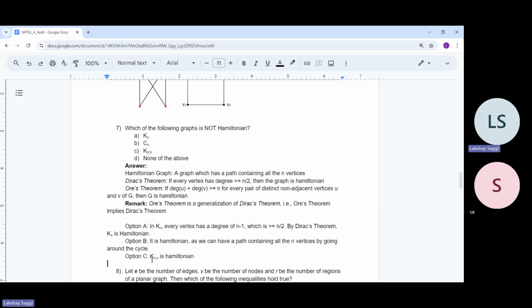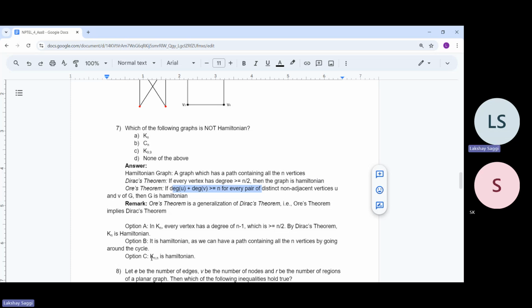Why can we say that Kn,n is Hamiltonian? We'll need to show this, right? We can show this using Ore's theorem. I think you'll already have the idea of how to use Ore's theorem here, but I'll type it out so that everything becomes apparent. What do we have in Ore's theorem? That every pair of distinct non-adjacent vertices u and v should have a sum of degrees greater than or equal to n, and then we can say that the graph is Hamiltonian, right?